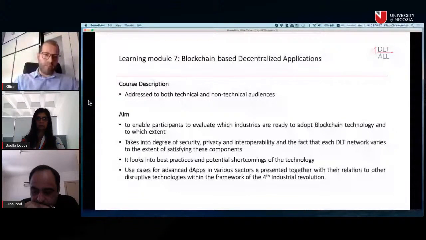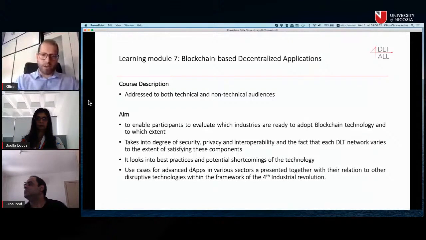As mentioned by Sula and Elias, DLT4ALL is an Erasmus-funded project which has to do with providing excellence in education in terms of distributed ledger technologies within blockchains. And as mentioned by Sula, this program is divided into delivering 8 modules.